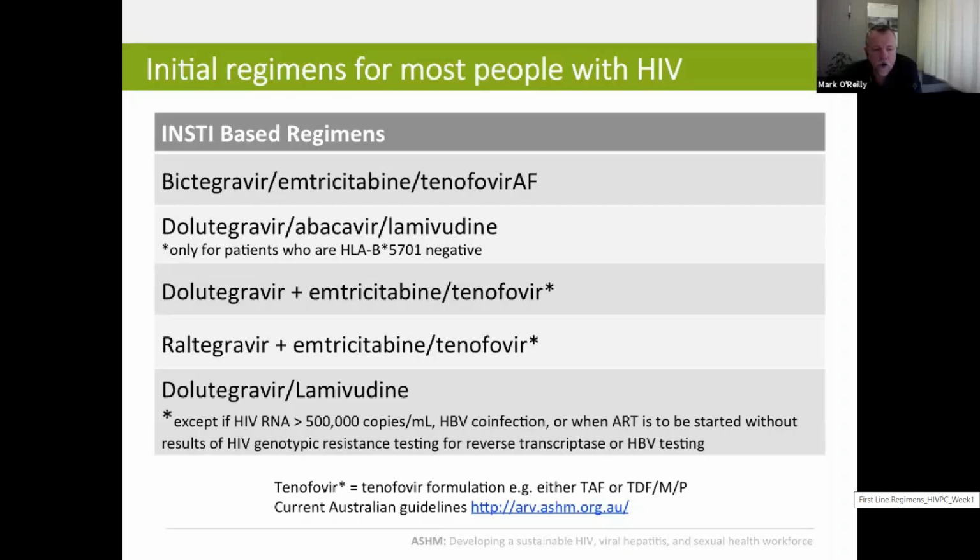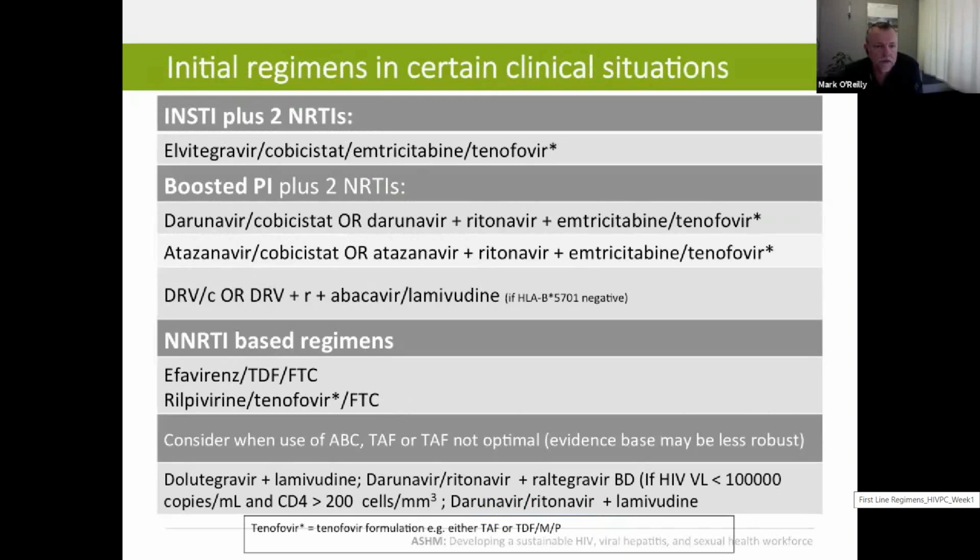That individual should not have an HIV viral load greater than 5,000 copies per mL. They should not have hepatitis B co-infection, and this dual combination should not be initiated if that individual wants to start treatment, or needs to start treatment, without the HIV resistance genotype result having returned from the lab. That test can take up to 3 weeks, and some individuals may choose to start earlier. Again, there's a link at the bottom of the screen to the Australian antiretroviral guidelines.